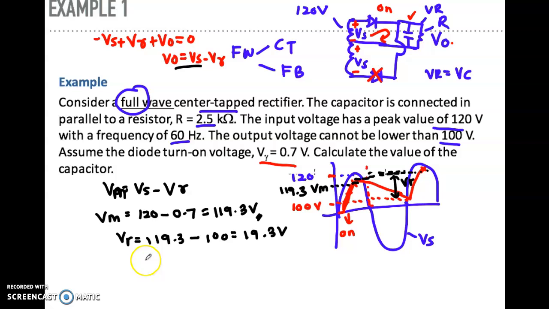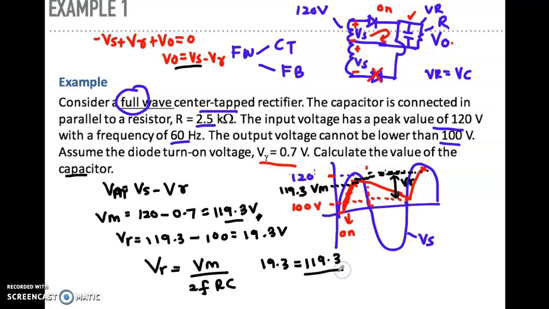So the formula for your ripple, the question says you need to find the value of your capacitance. For full wave, your ripple voltage equals Vm divided by 2FRC. So what will be your ripple voltage? 19.3. What is your Vm? Vm is the voltage after the diode. That is 119.3 divided by 2 times 60. R is 2.5k, and then C. Then you can get your capacitor value. So your capacitor value there is 20.6 microfarad.